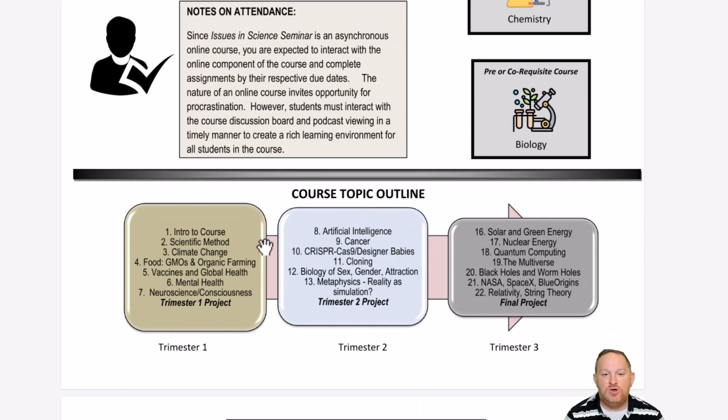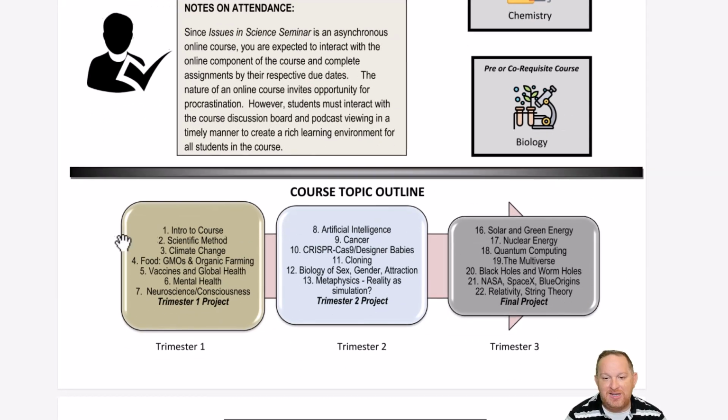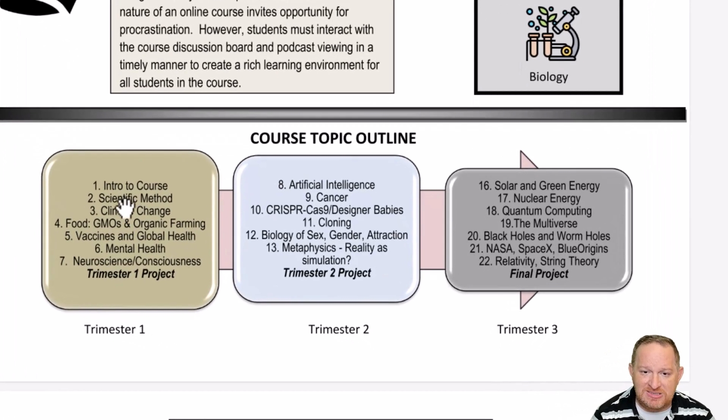All right. What are we going to learn this year? I'm really excited to go over lots of really interesting things. So I'm going to go through these really quickly. The beginning of the course is just a reminder about the scientific method. We quickly move into climate change, GMOs, vaccines, global health. We go into then some other health issues like mental health, neuroscience, and consciousness. Then we'll do a trimester project. I'll go over those in a moment. That wraps up trimester 1. Then we move to trimester 2.